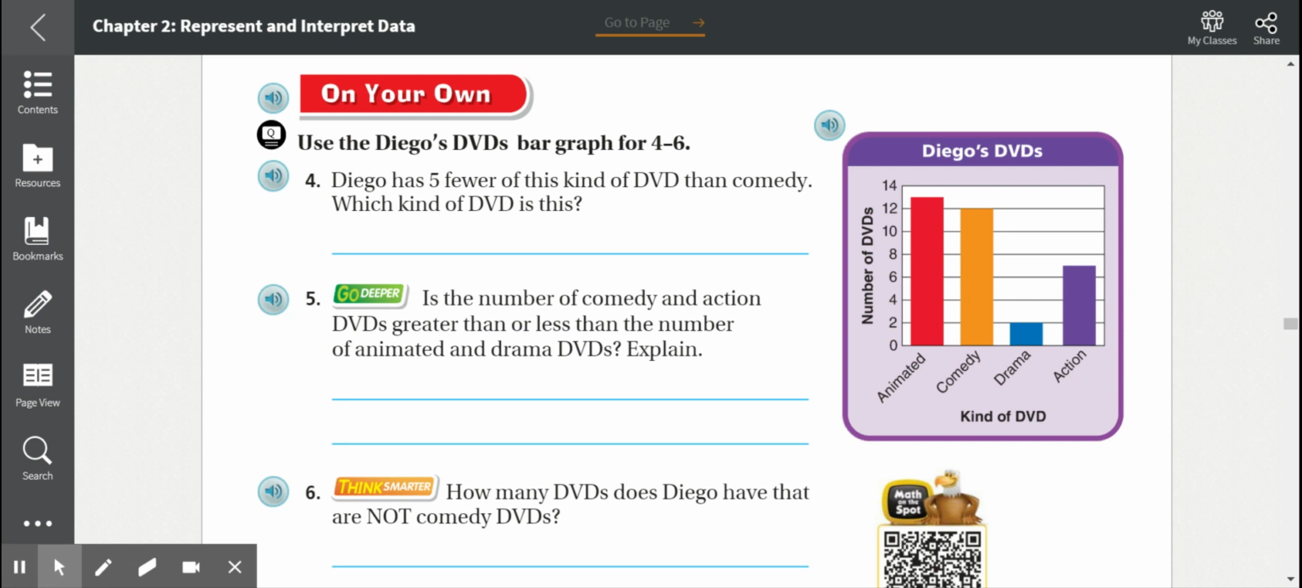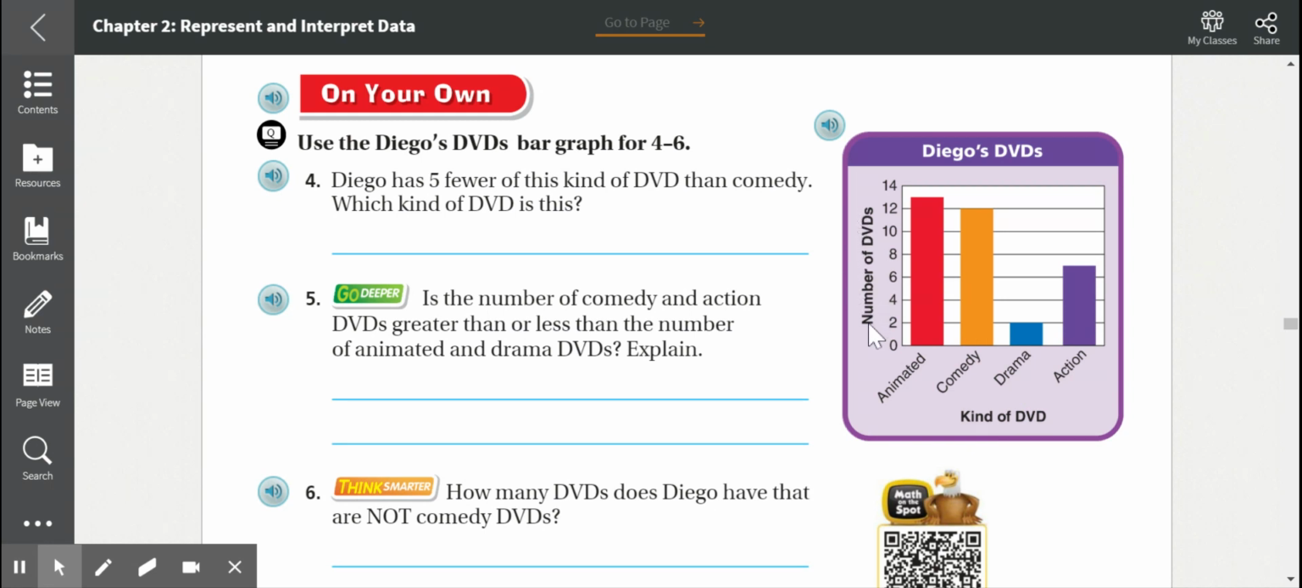Use Diego's DVD bar graph for 4 through 6. Okay, so here are Diego's DVDs. DVDs are like discs that you can watch movies on. All right, so he has animated, comedy, drama, action. Those are the kinds of DVDs. And then on the side are the number of DVDs.